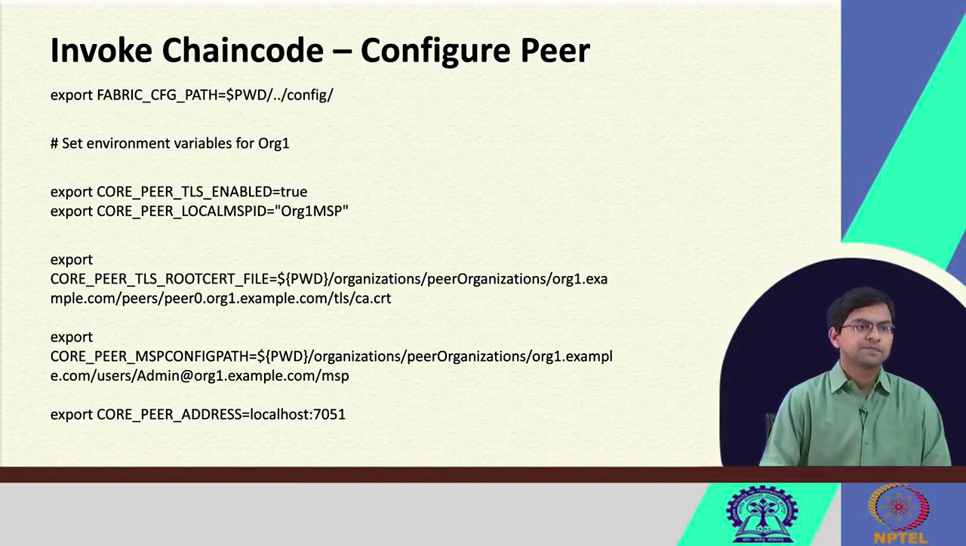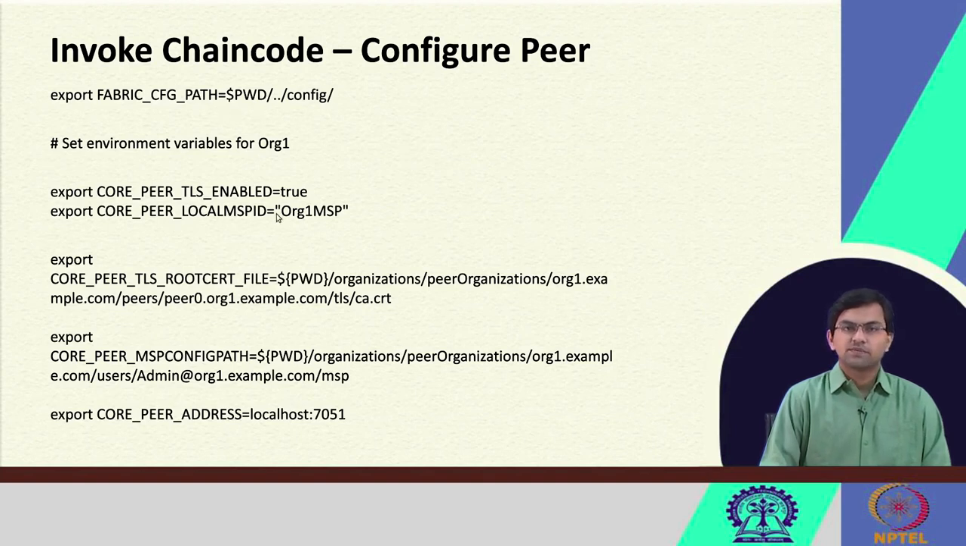So, how will we do that? We will be using the export command to set these environment variables. The first one is fabric config path. For the test network, it will be set to the test network directory, so one level above the test network directory, and the config directory inside it. You can just use this fabric configuration path, and it will work fine for the test network. For other networks, it will be changing.